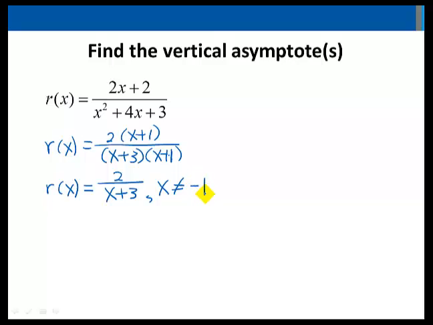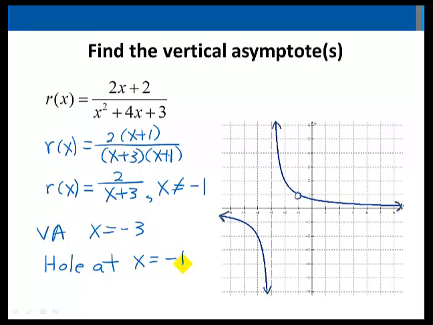And so our vertical asymptote is going to be the value of x, which causes x plus 3 to be equal to 0. So we have a vertical asymptote, the line x equals negative 3, and I also have a hole in my graph at the point x equals negative 1. The graph, as you can see, has a vertical asymptote at x equals negative 3, and there is a hole in the graph when x is equal to negative 1.